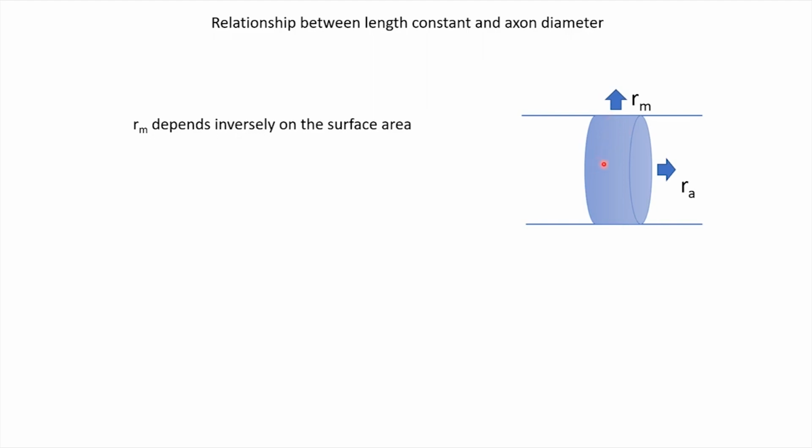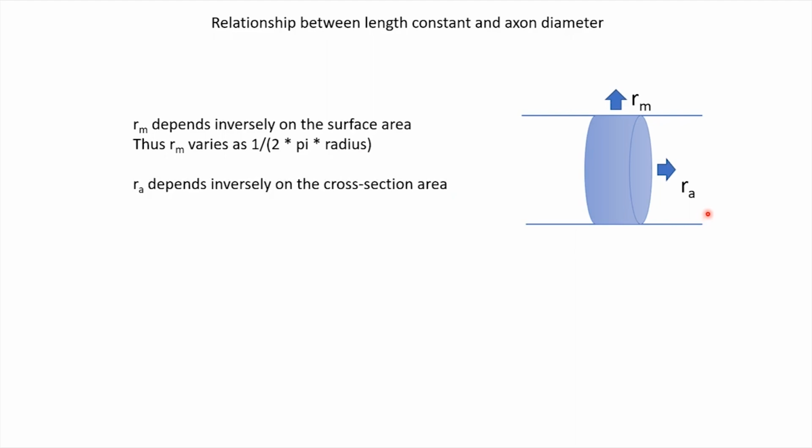The current is flowing from inside to outside the axon, and this is the surface area that the current is crossing. So as this surface area increases, the membrane resistance would go down, and the surface area here is 2 pi r, 2 pi radius times the length. So Rm varies as 1 over 2 pi radius.